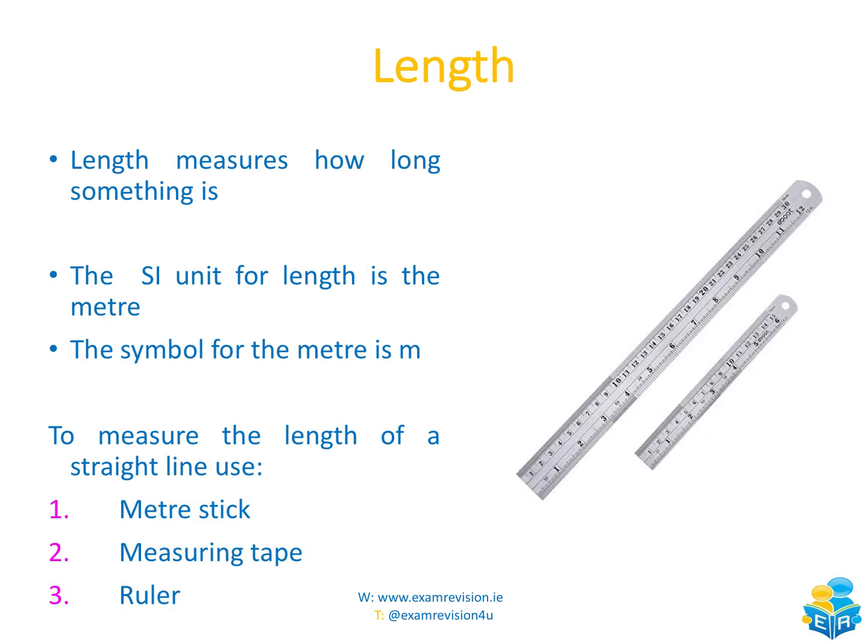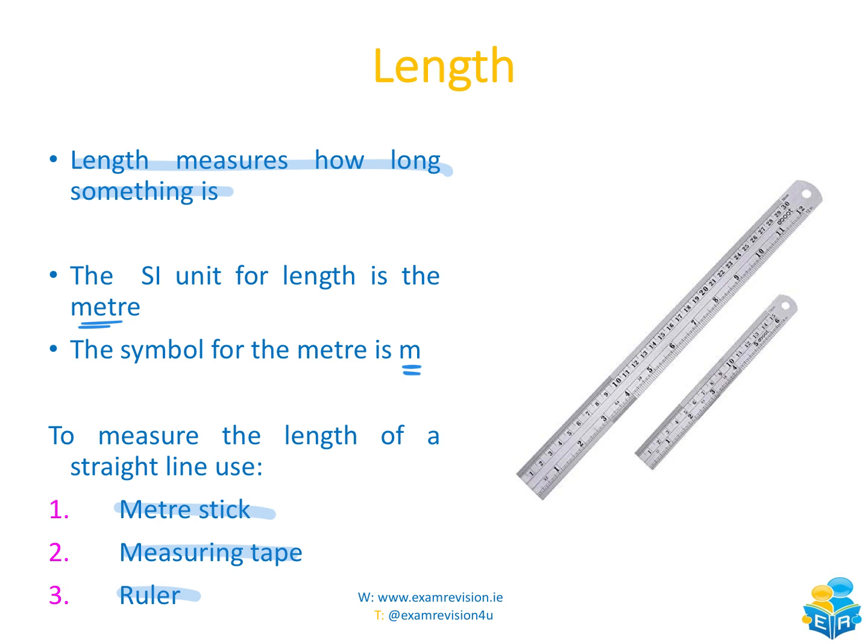So the first one we're going to look at today is length. Length refers to how long something is, and there are many different ways that we can measure length. The SI unit is the metre, and the symbol for the metre is just the letter M, the first letter of metre. We can measure length in a variety of different ways. We could have a metre stick, we could have a measuring tape, and we could have a ruler.